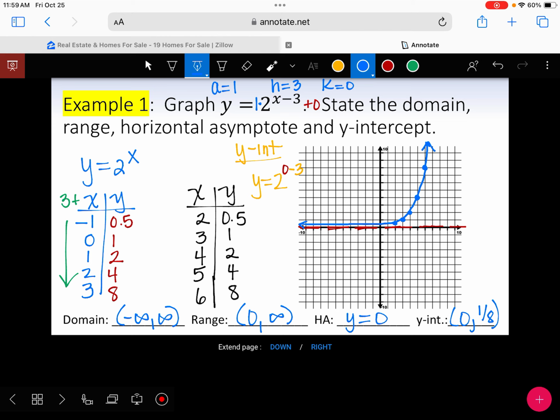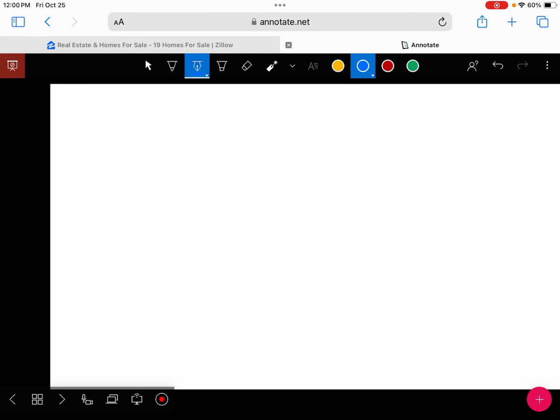Yes, Daniel. The x value in the range, so horizontal asymptote. The x value is the domain, and the y values are your range. Did I say that right? The x value is your domain and the y value is your range. Okay, yeah. It didn't sound right, but it was right. All right, let's do another one.